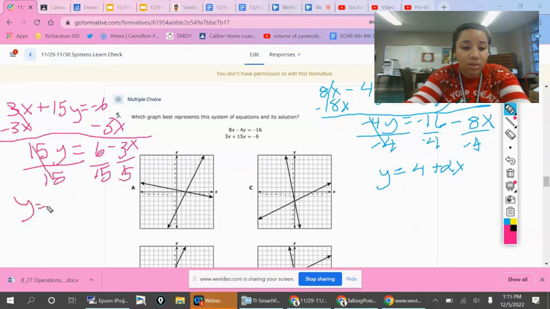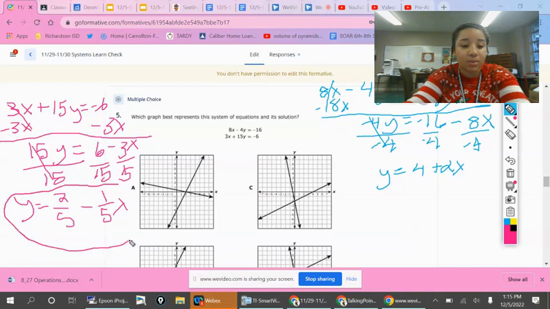Y equals 2/5 minus 1/5 x. Okay. So now that we have this system, we're going to plug these both into Desmos.